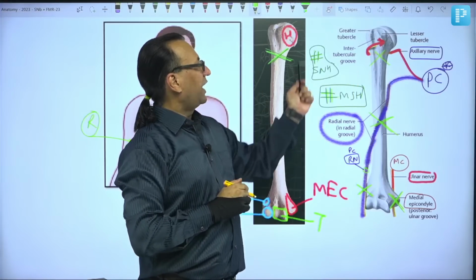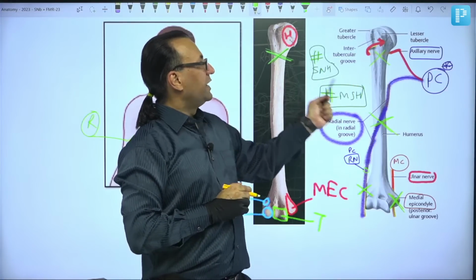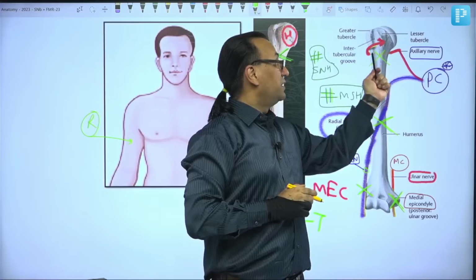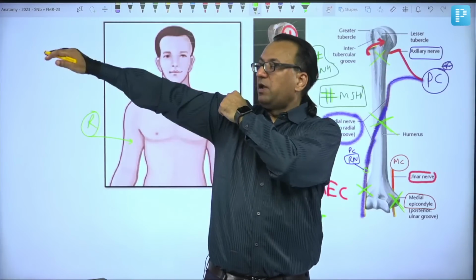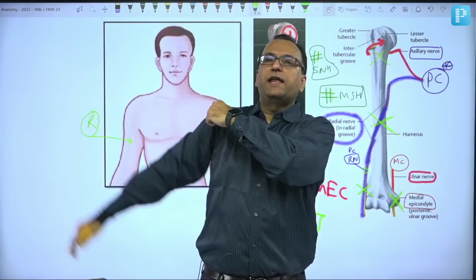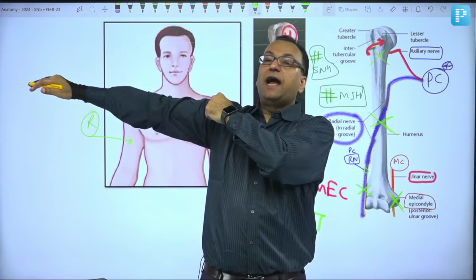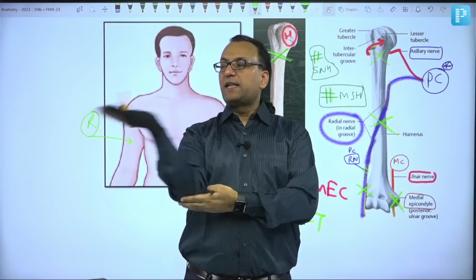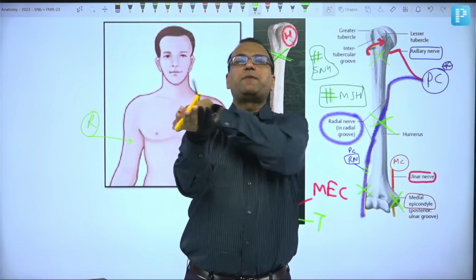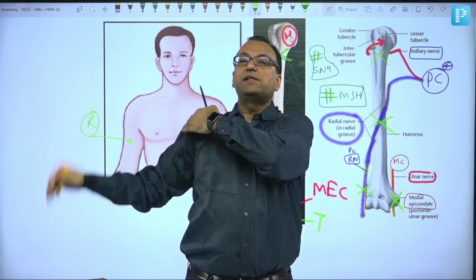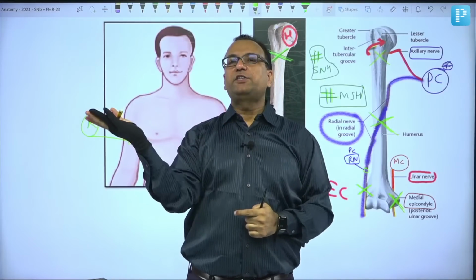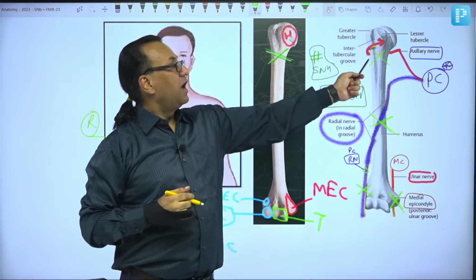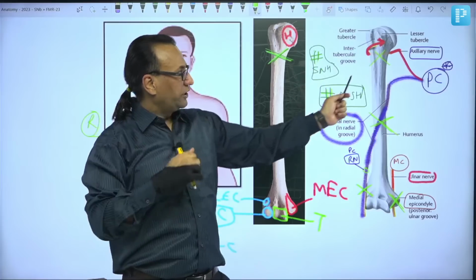So if there is a fracture of the surgical neck of humerus, injury of the axillary nerve, there will be paralysis of the deltoid muscle and teres minor. Deltoid is a powerful abductor, so there will be difficulty in shoulder abduction, and teres minor is a lateral rotator, so there will be difficulty in lateral rotation at the shoulder joint. There will be a problem if there is a fracture of the surgical neck of humerus.